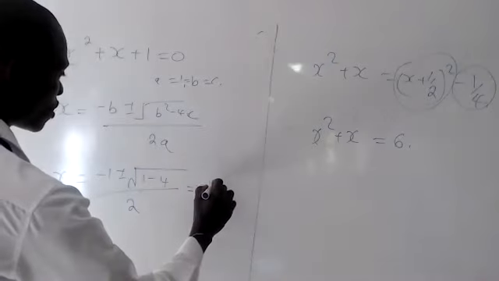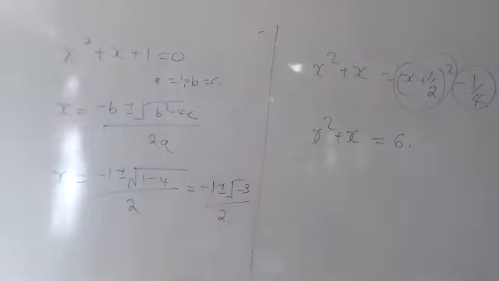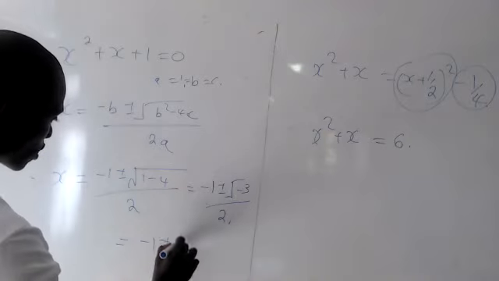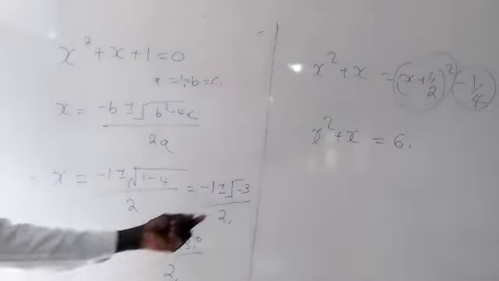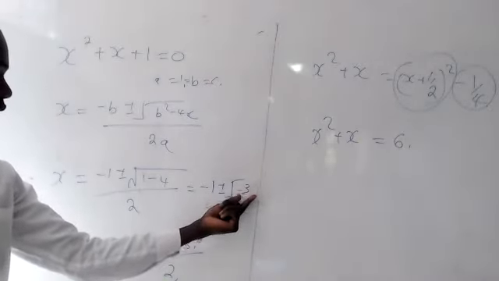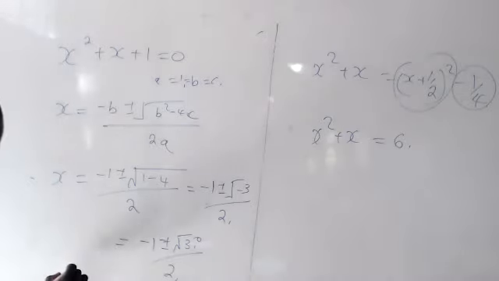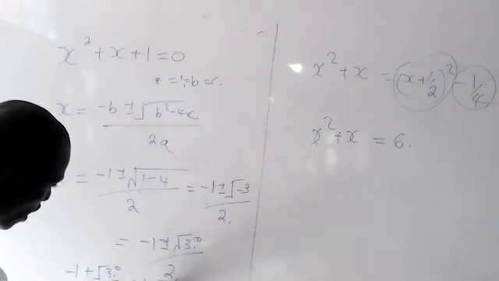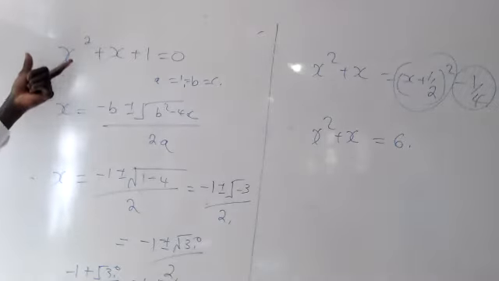So this is minus 1 plus or minus square root of minus 3, divided by 2, which will give you negative 1 plus or minus square root of 3 times i, divided by 2. Because this is a negative number, the square root of a negative number introduces the i, because i is the square root of negative 1. So there are two answers here. This is either minus 1 plus root 3 i divided by 2, or minus 1 minus root 3 i divided by 2. These are the two solutions.